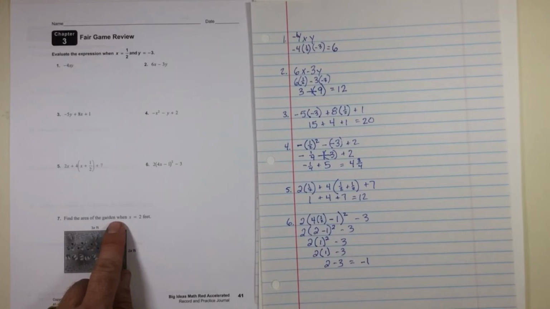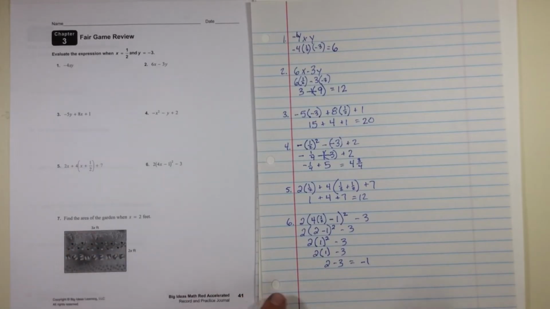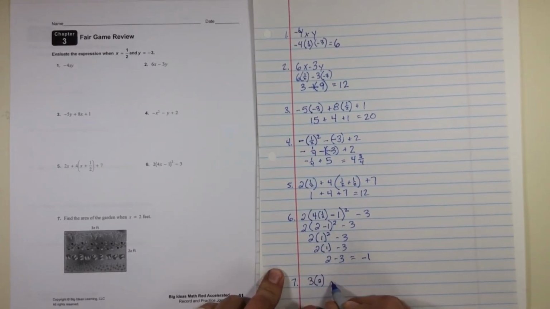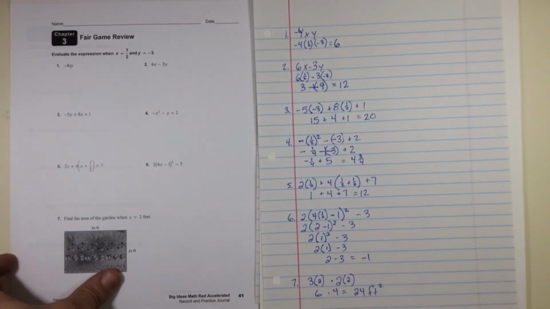Find the area of the garden when x is 2. Well, if x is 2, 3 times 2 is 6. And 2 times 2 is 4. So this would become, let's just write it out here, 3 times 2 times 2 times 2. So that's 6 times 4, which is 24 feet squared.